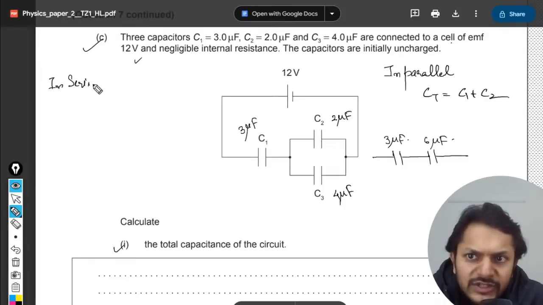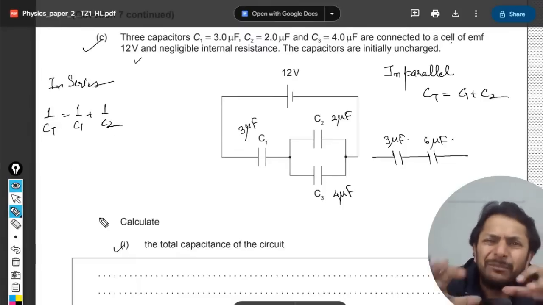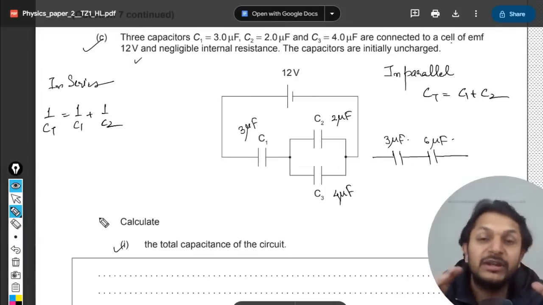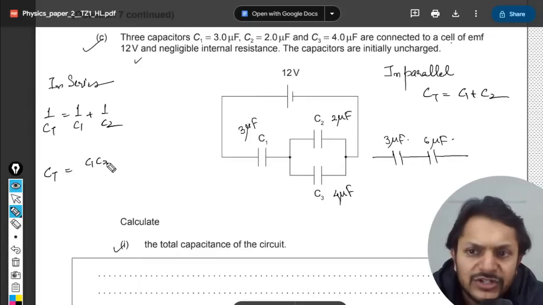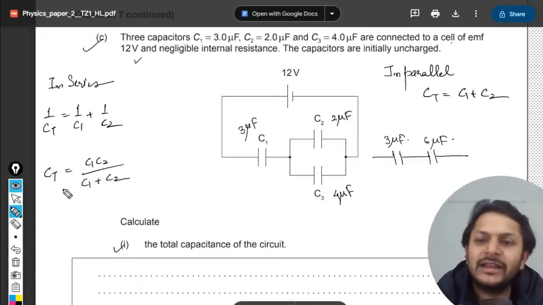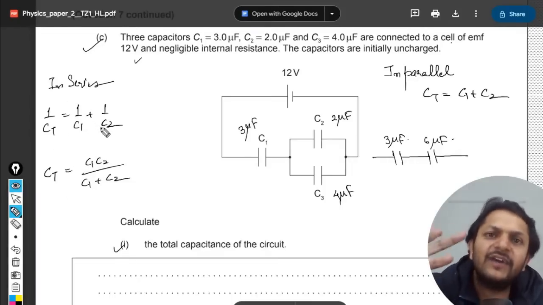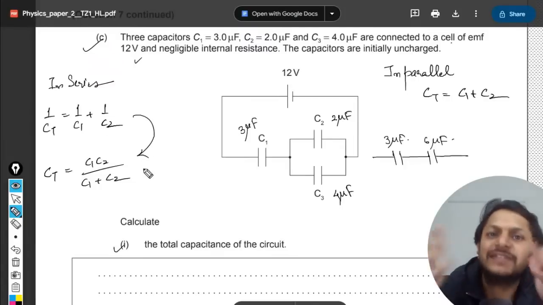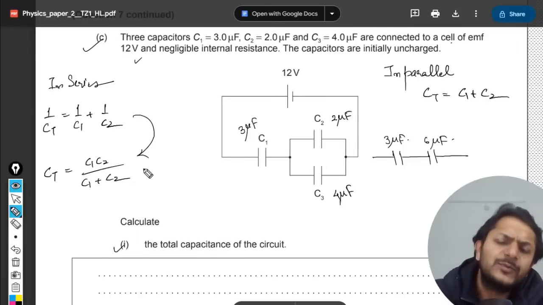So we would be using the formula for series. So 1 by Ct is equal to 1 by C1 plus 1 by C2. But this formula is quite difficult to apply. It needs a bit more mathematics, but there is a simpler version. If you use this version, you would be able to do the calculation even in your mind. I have just taken the LCM of this and then taken the reciprocal. So this is actually the same formula. The only thing is that the formation is different, which is quicker as far as the calculation is concerned.